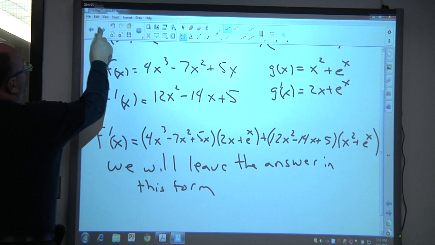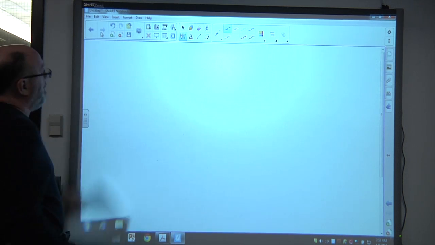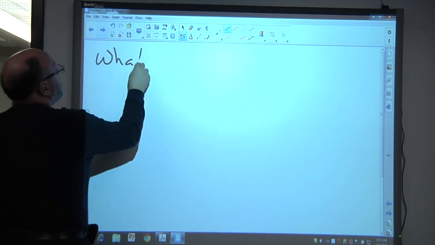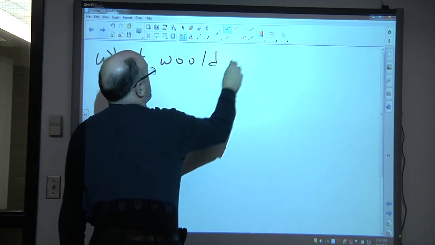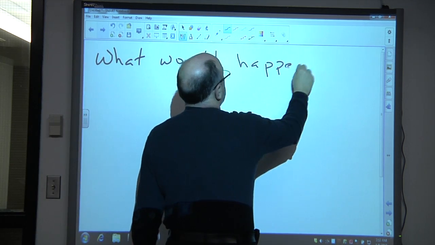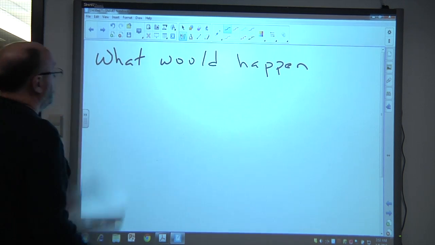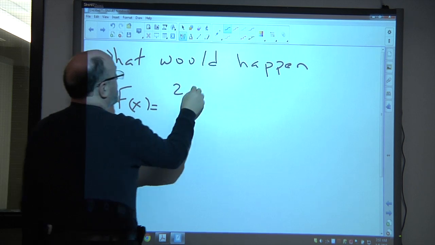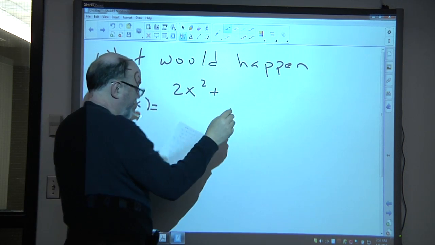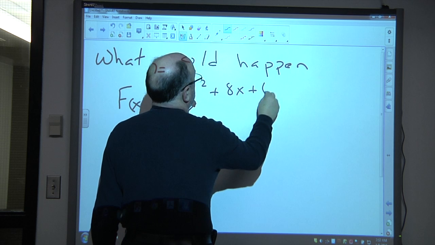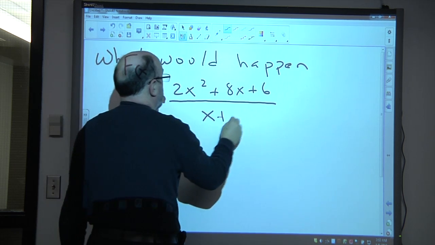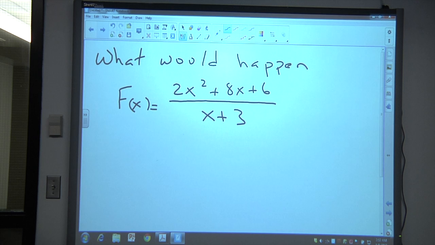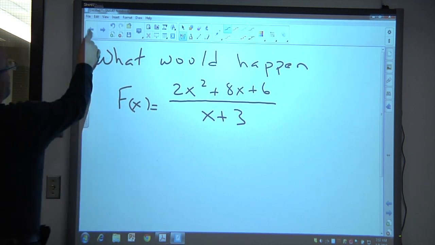And so the next thing then, well, what happens when we divide stuff? So let's say, what would happen if we had f of x equal to 2x squared plus 8x plus 6, divided by x plus 3. Well, that should look familiar, because those are the things I used in the very first problem we did. And so we go back.